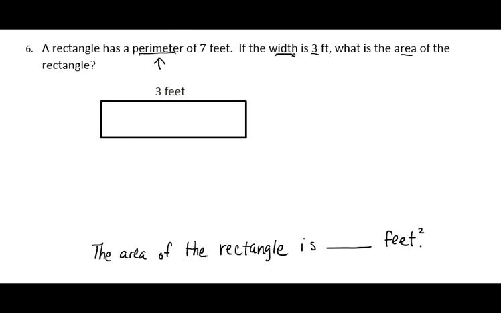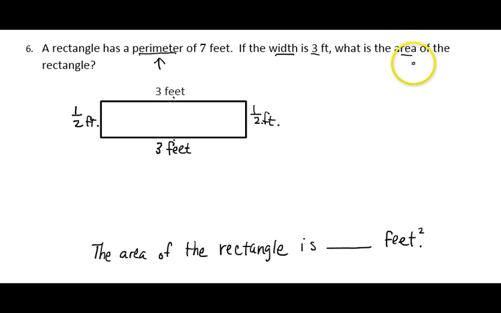Well, I know if one side of the rectangle is 3 feet, then the other side also has to be 3 feet. So perimeter is the distance around the entire rectangle. These two sides make up 6 feet. If the perimeter is 7 feet, then I know I have to take that last foot and divide it across the other two sides. That means each of these would be 1/2 foot. 3 and 3 is 6, 1/2 and 1/2 is 1. There's where I get the 7 feet for my perimeter.